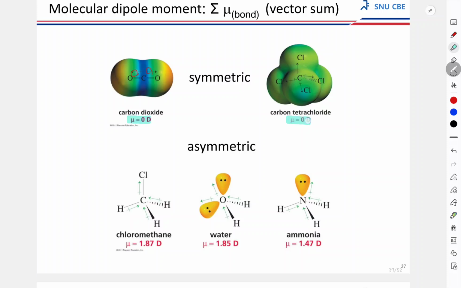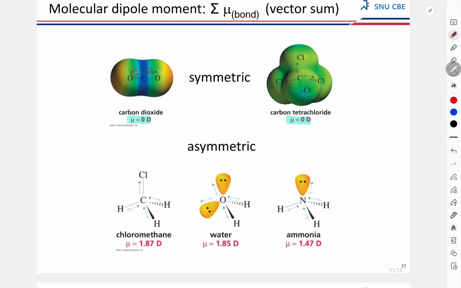So you should remember, the molecular dipole moment is the vector sum of the dipole moments of all the bonds that form the molecule. Carbon tetrachloride, again, is completely symmetrical, and the four bonds cancel out the net dipole moment. That's why it has zero molecular dipole moment.